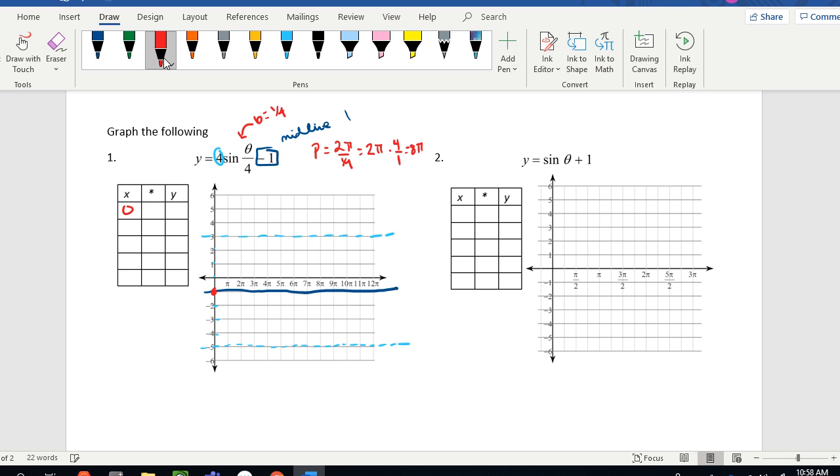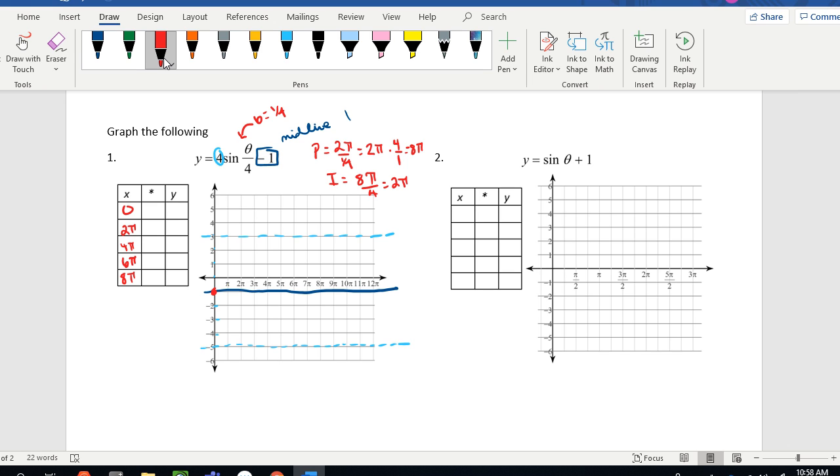So I'm going to go from 0 to 8 pi, and my increment is period divided by 4, so 8 pi over 4, so it's 2 pi. So I'm going to climb by 2 pi every time. 2 pi, 4 pi, 6 pi, 8 pi. Okay.